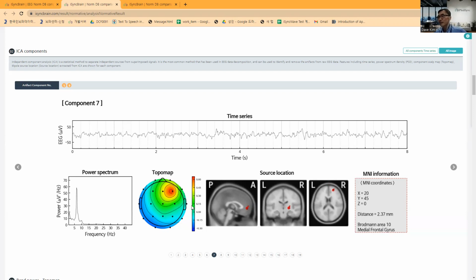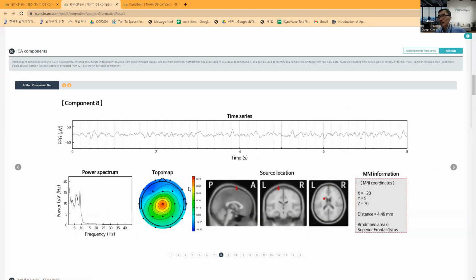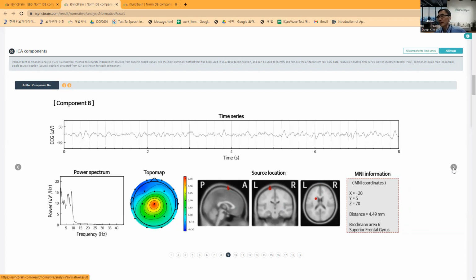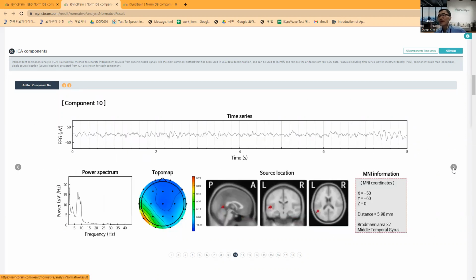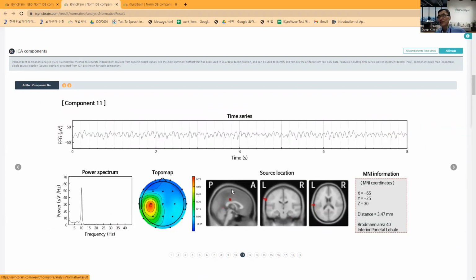We can associate this with the ADHD symptom, basically. And we can see another superior frontal generated theta activity here, component 8. Component 9 is the horizontal eye movement, rejected by AI. Component 10 is another posterior alpha activity. Component 11 is a mu rhythm. We can easily see this kind of activity in developmental disorder.